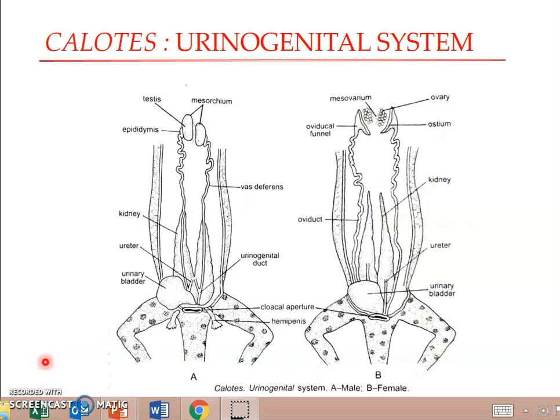So we saw the excretory system and then the reproductive system in male and female. Okay, right. So with this, the urogenital system is complete.